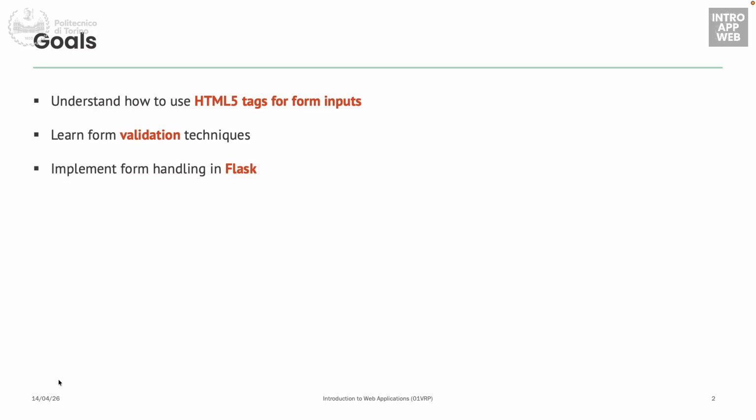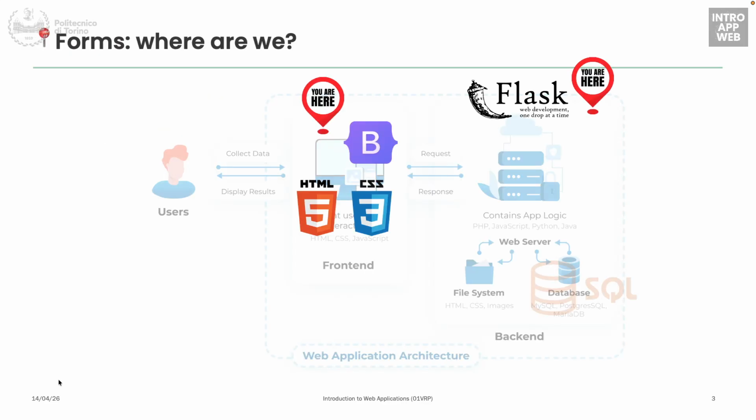Okay, so first, the goals of this part of the course are to understand which HTML tags we have for the form inputs, to learn the validation techniques, and then to implement the integration between the forms and Flask. Last time I remember we said that the forms span across the front end and the back end, because on the front end we have all the validations that the user has to fulfill to submit something, and then on the back end we have to deal with the data that the user has submitted through the forms.